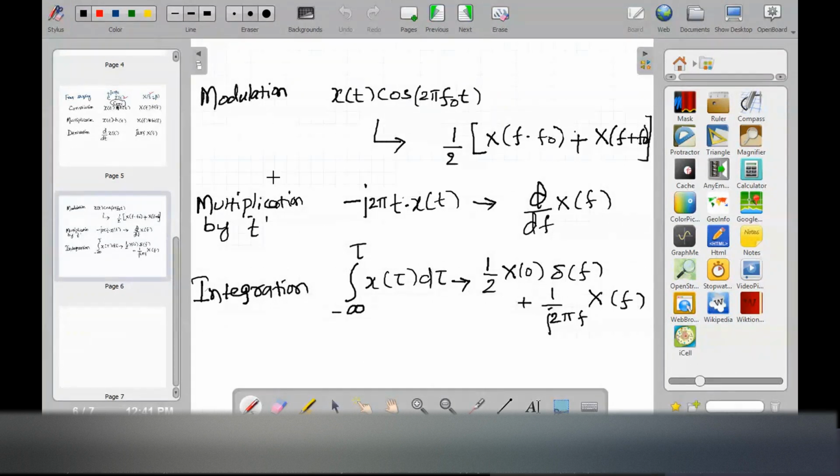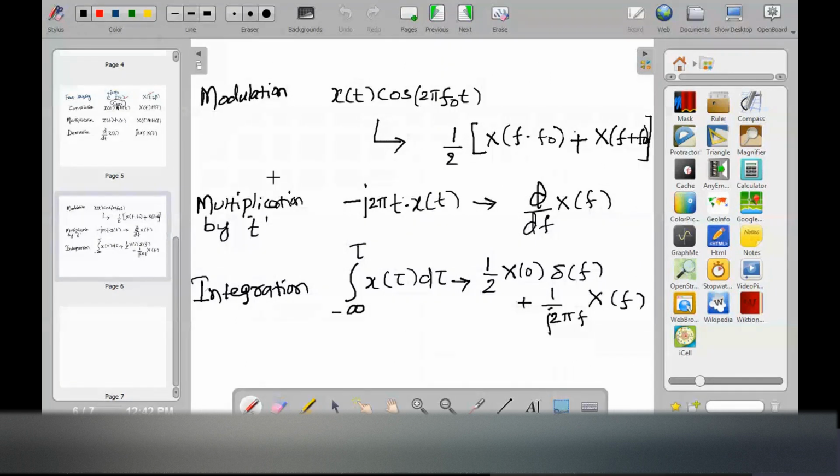Sir, what have you written in integration after that, X of 0? It is half X of 0 into delta of f. It is an impulse. Okay? Delta of f is the impulse function. Plus 1 by j 2 pi f into X of f.